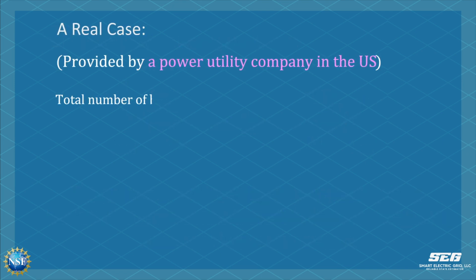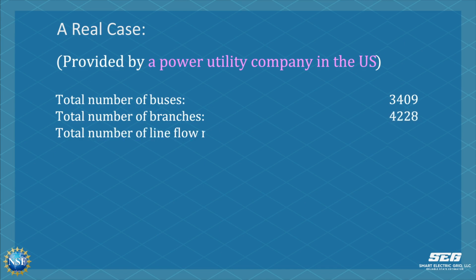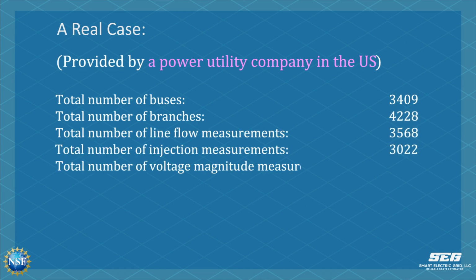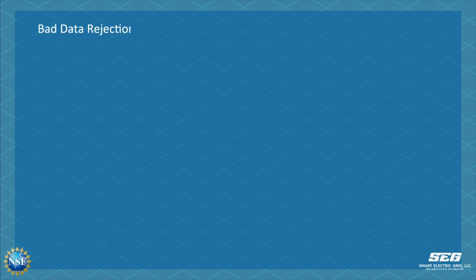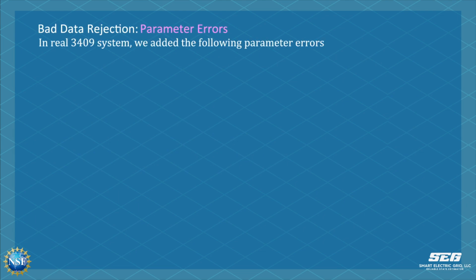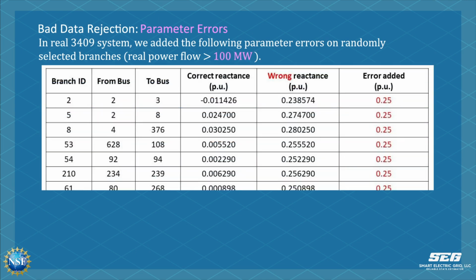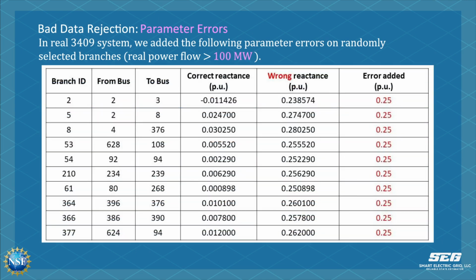The same real case provided by a power company from North America was used in this test. The measurement redundancy ratio is 1.93. We set up parameter errors on 10 branches by adding 0.25 per unit on the reactance X of these branches. In order to test the rejection capability of SE Plus on severe parameter errors, we selected 10 branches whose real power line flow is larger than 100 megawatt.